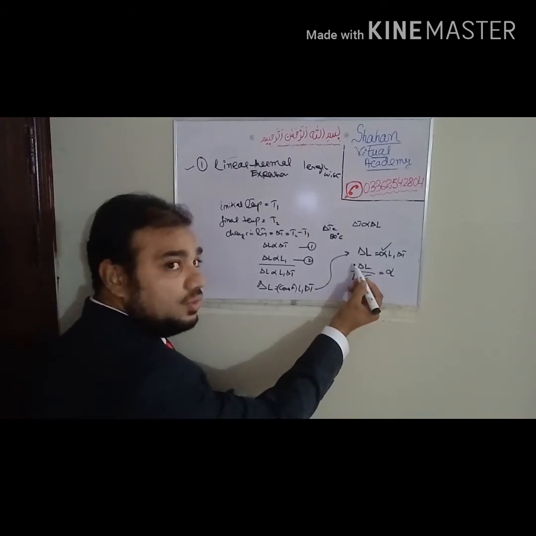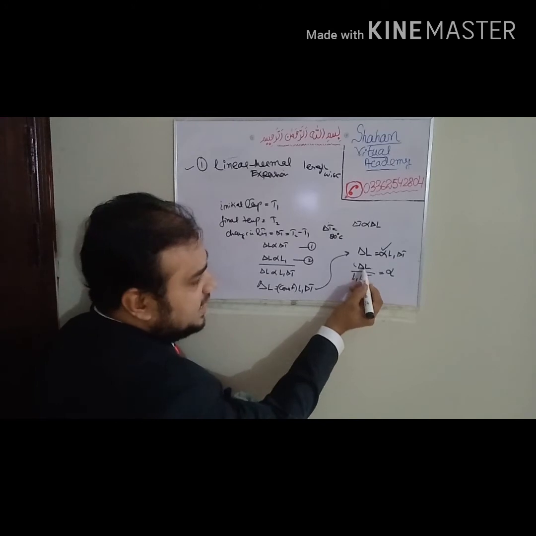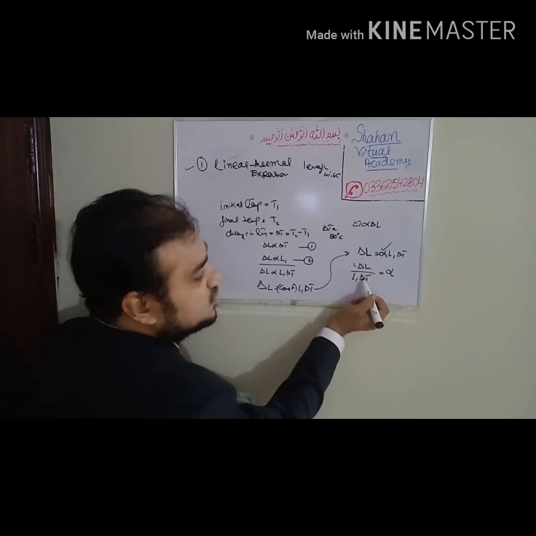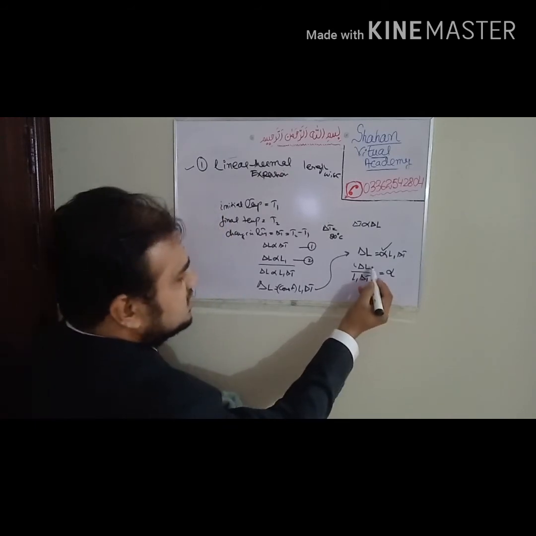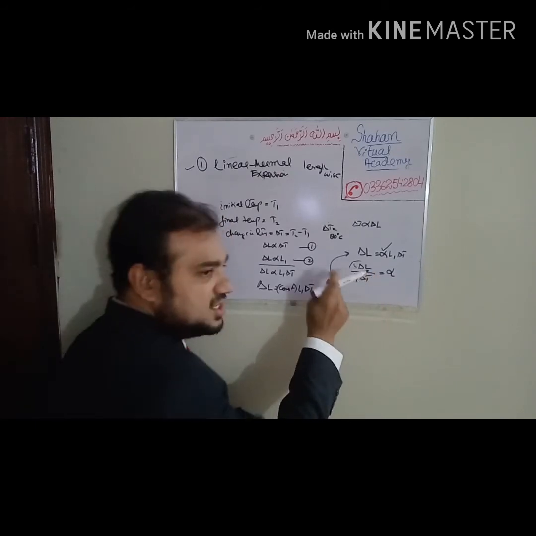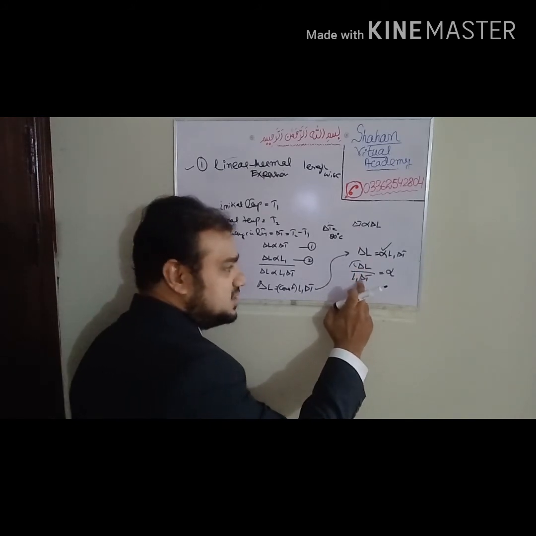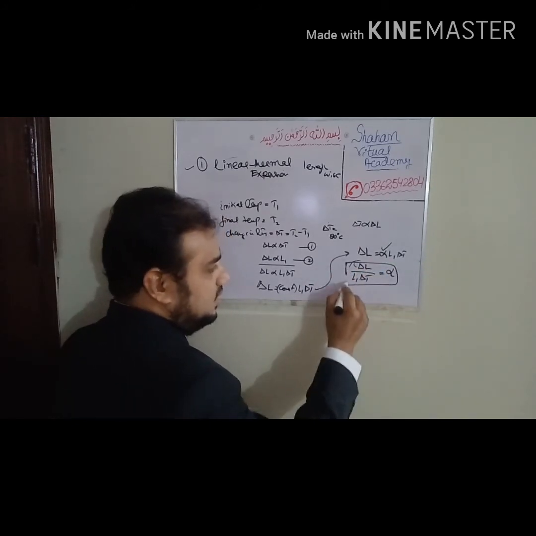What is delta L? It is the change in length. The change in length per unit original length per degree rise in, or change in, temperature. Its simple definition is the change in length per unit original length per degree change in temperature. This is the definition of alpha.